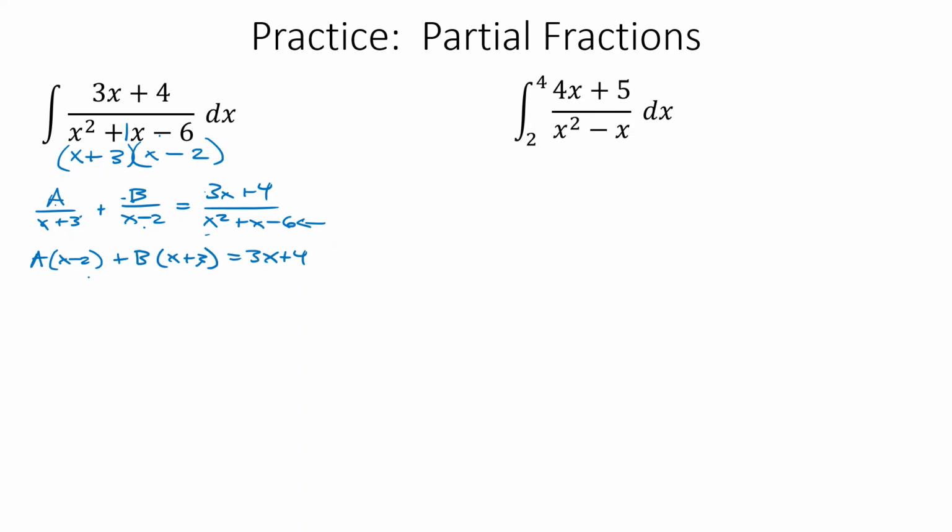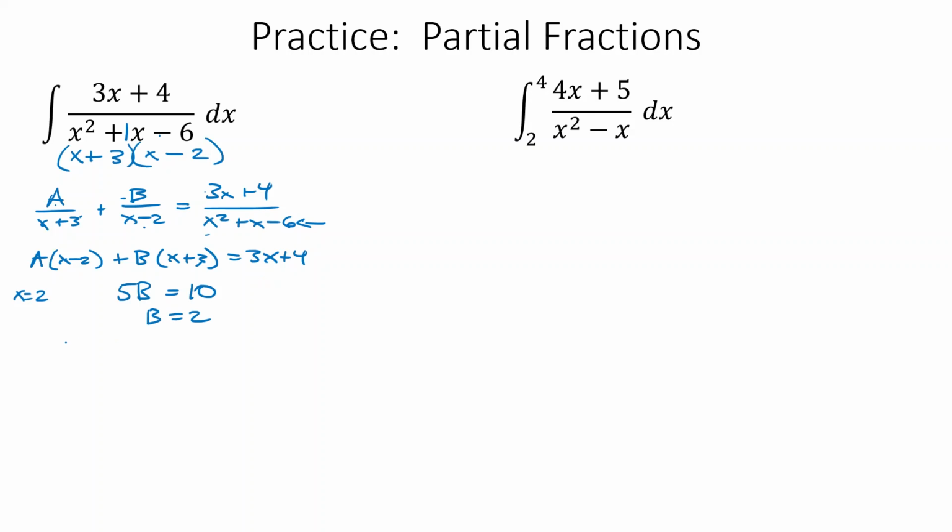Some of my handwriting is getting bad here. All right, we pick a value to plug in. A good one would be maybe 2. So this goes away. We get b times (2 plus 3), which is 5b. If we plug in 2 on the right, we get 6 plus 4, which is 10. Oh, b equals 2. Hey, that's nice.